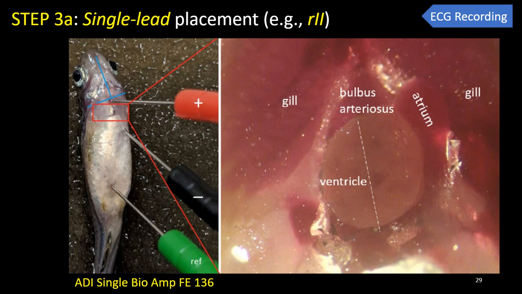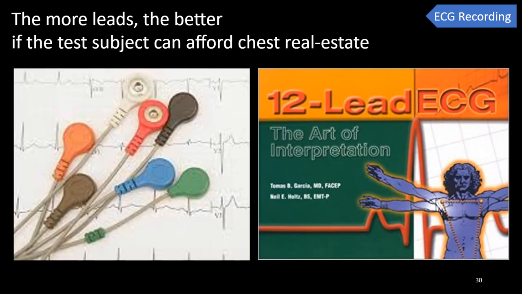Finally, position the green reference electrode caudally near the anal region. Now, if all you need is a single lead ECG, you are all set to record. But in ECG recording, the more leads, the better, so as not to miss any abnormalities. Plus, it's not possible to define heart axis based on a single lead.